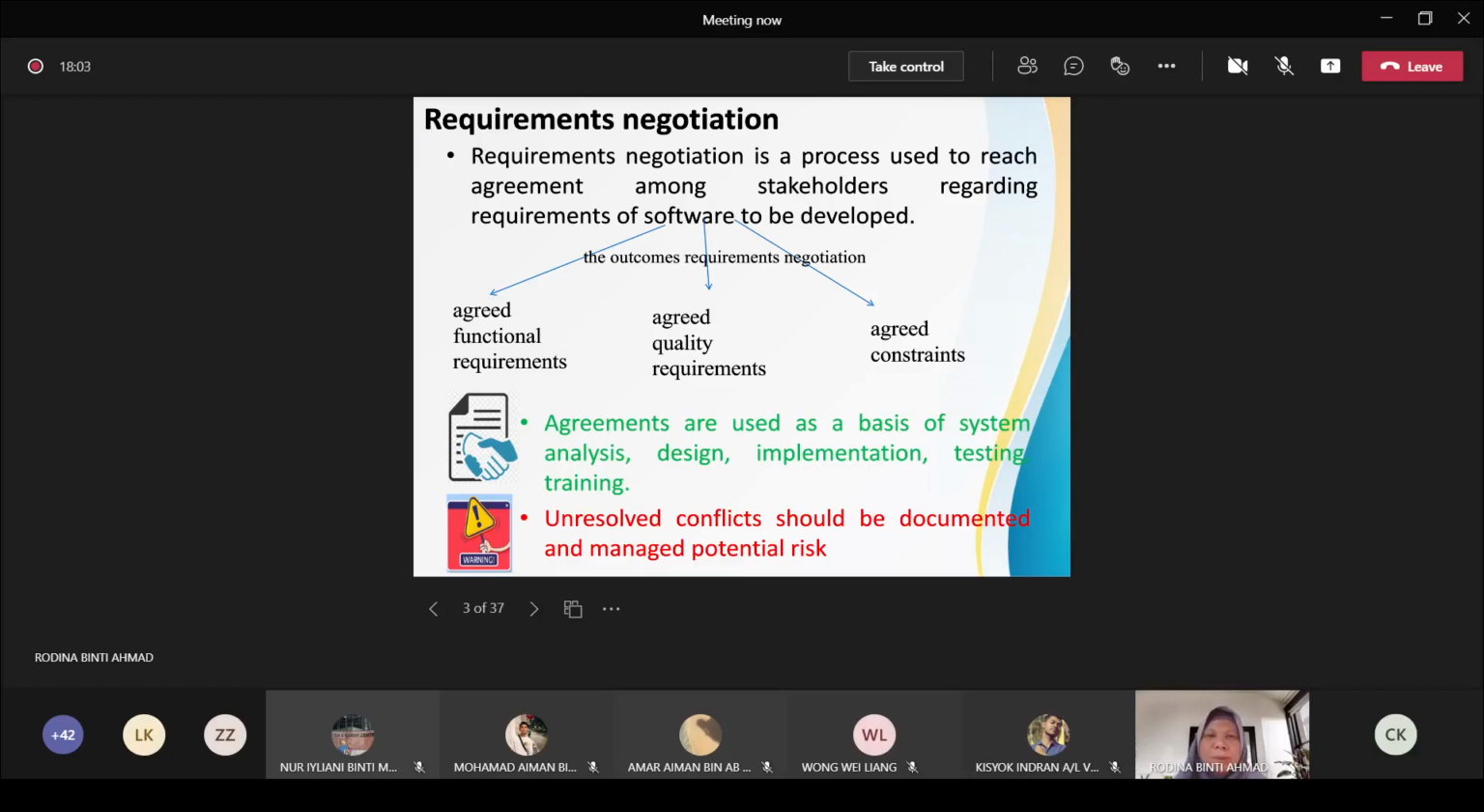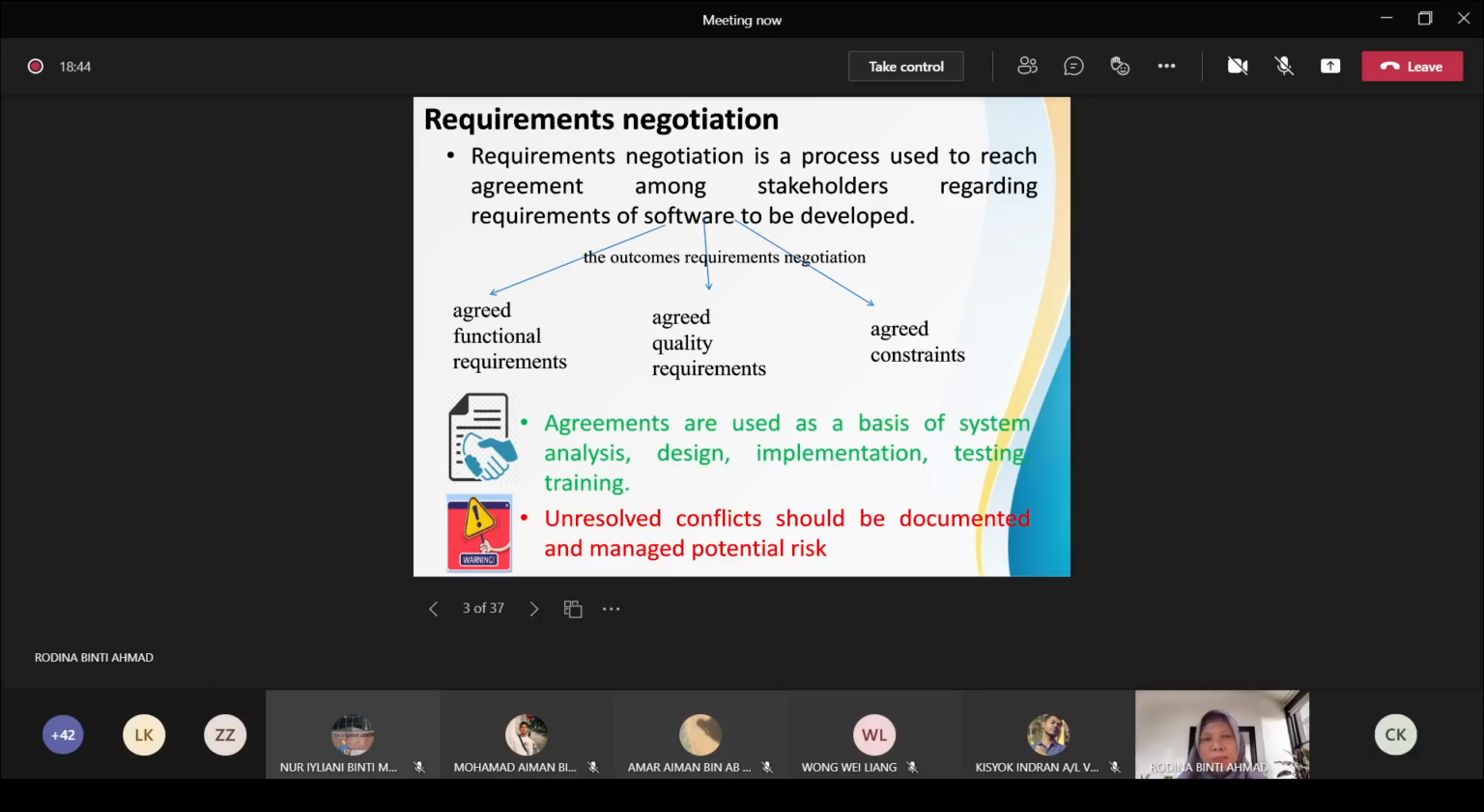The outcome of requirements negotiation should at least provide the agreed functional requirements, and the agreed quality requirements. In other words, some people call them non-functional requirements, but most of the time we use the term quality requirements, like performance, maintainability, and so on. And then we also would like to have the agreed constraints by the stakeholders. These agreements are used as the basis for system analysis, because if we are not able to have the agreed requirements, it's quite difficult to proceed to the next stages of analysis, design, implementation, testing, and so on.